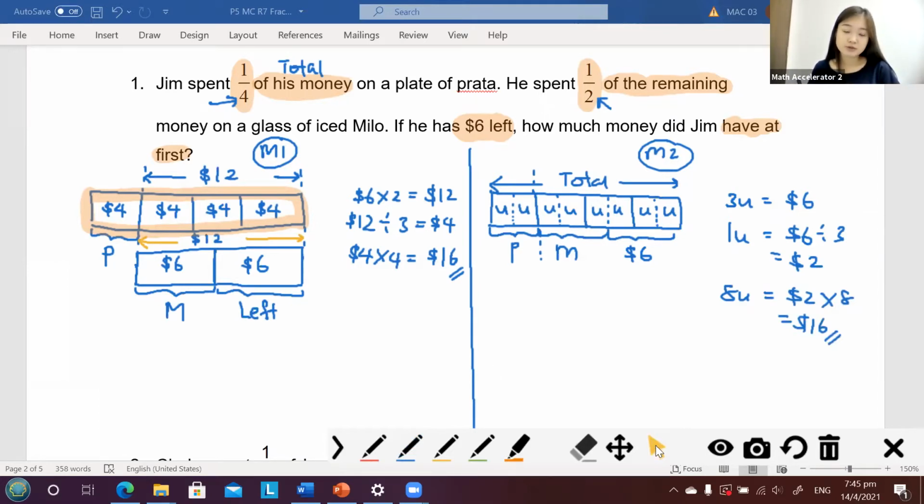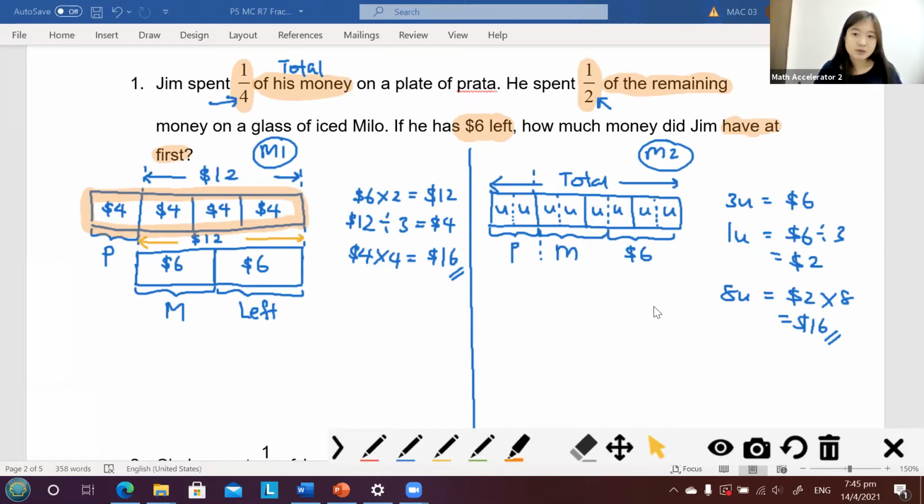But due to time constraint, I'll only show you these 2 methods because the model method is a lot more visual. Some of you might have trouble doing branching, so you follow the model. If you prefer branching, you can go ahead and do that. Or if you prefer model, it's up to you. You can just check back with me if you get the same answer. You can use your own method.